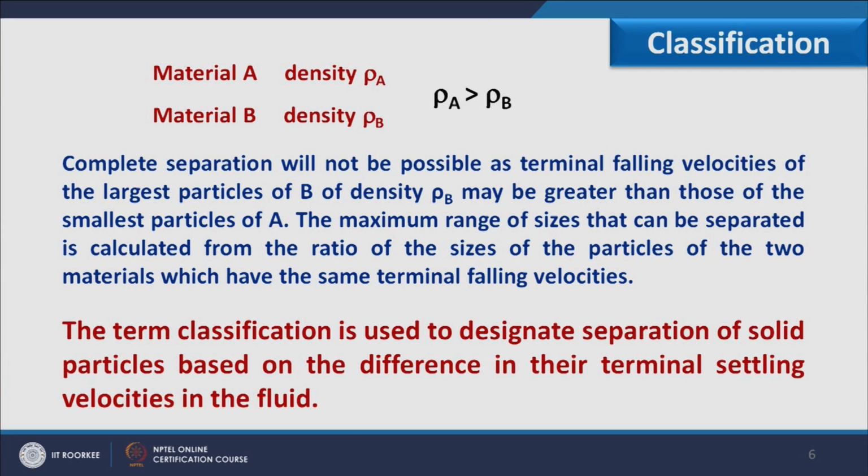So, the term classification is used to designate separation of solid particles based on difference in their terminal settling velocity in the fluid. So, here you see the main point is when we have to separate the particles according to the settling velocity, then we go for the method which we call classification. And you understand that when we speak about terminal settling velocity, size as well as density of the material will come into the picture. So, based on these two properties, we will separate, and then we call that we are separating based on terminal settling velocity.